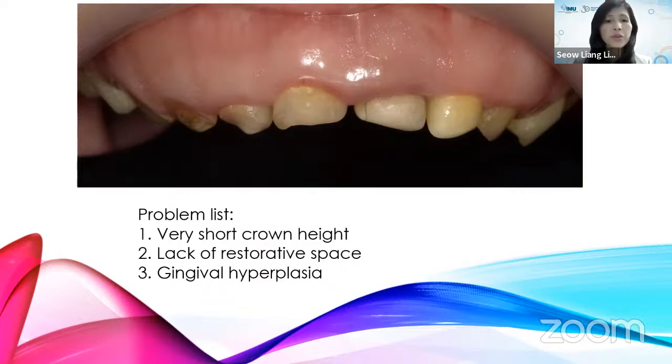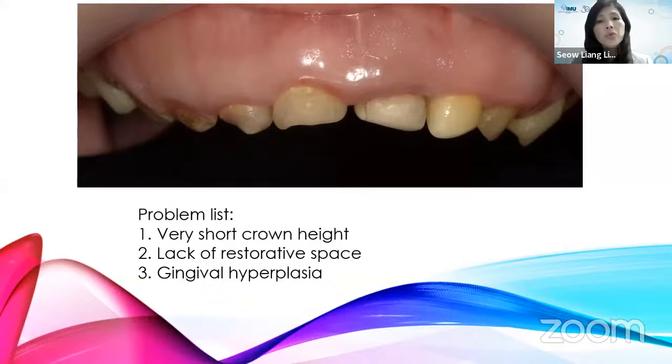So the first issue is very short crown height. The second issue is lack of restorative space. There's literally no space for me to put in my crowns and bridges. We are trying to do minimally invasive dentistry here, so we are lacking restorative space. And the third issue, as I mentioned before, is that she has gingival hyperplasia as well.